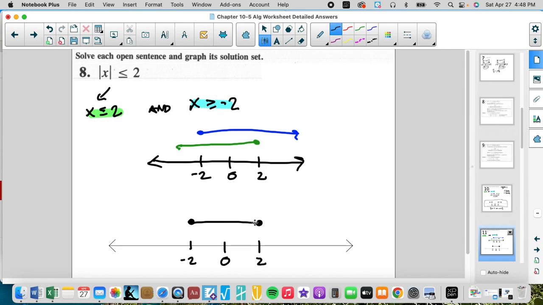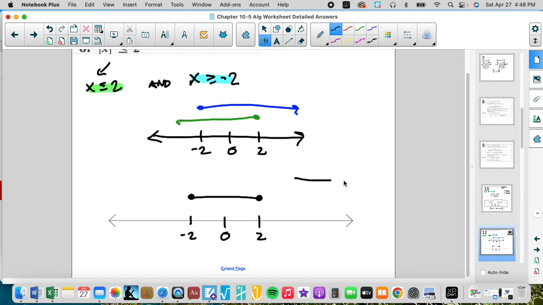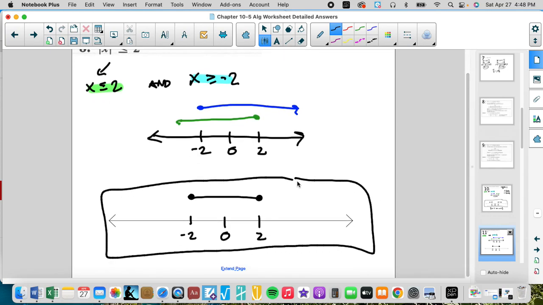So if I pick a number outside of this, like negative 4, the absolute value of negative 4 is 4. Is 4 less than 2? No, that was false. How about over here? Let's do 3. Absolute value of 3 is 3, less than 2? No. Let's go inside here. Let's try 0. 0 less than 2? Yes. How about negative 1? The absolute value pops out 1. 1 is less than 2. Nice. So you see why this is the solution to the absolute value inequality.